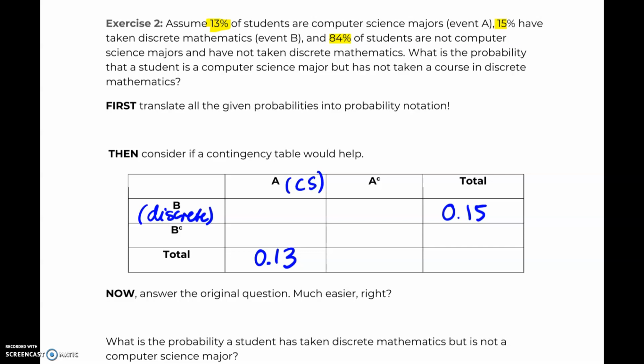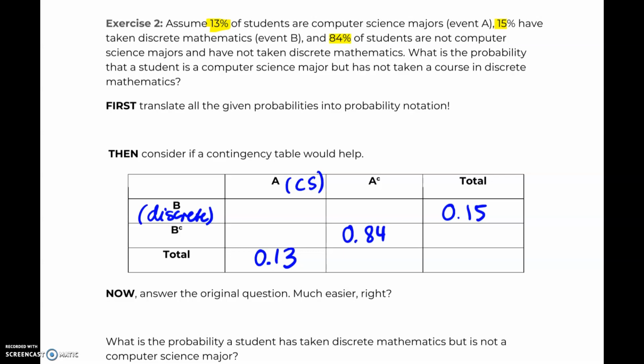So if we use our letters over here, not computer science, that means A complement, and not discrete math, that means B complement. So this is one of our joint probabilities that goes right here at A complement and B complement. This is all we need in order to fill in the complete contingency table over here.